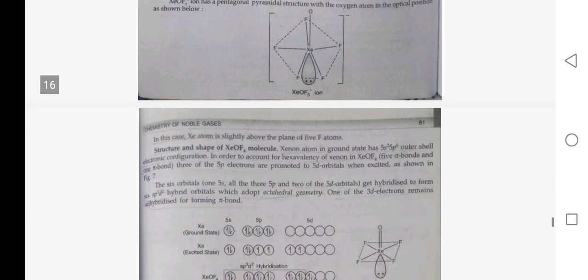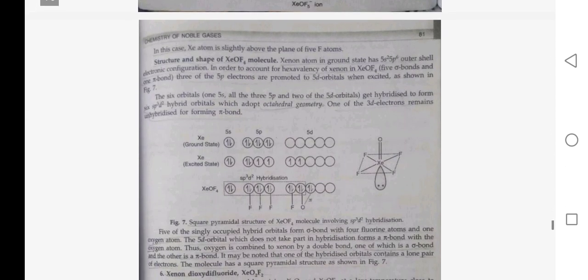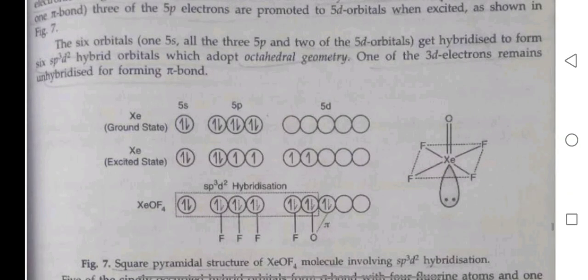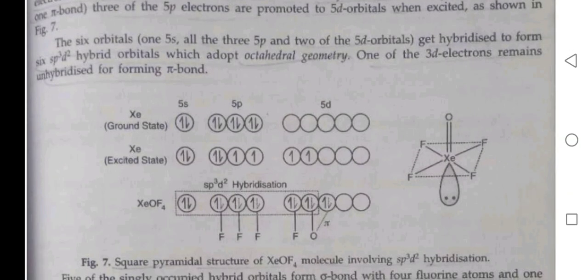XeOF4 reacts with nitrosyl fluoride to give a crystallized compound NO positive, XeOF5 negative. The XeOF5 negative ion has a pentagonal pyramidal structure with the oxygen atom in the apical position. In this case, the xenon atom is slightly above the plane of the fluorine atoms.